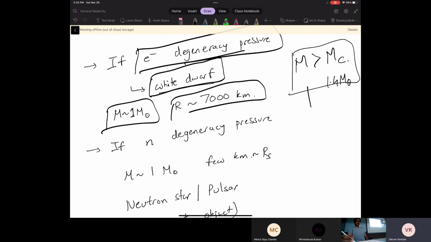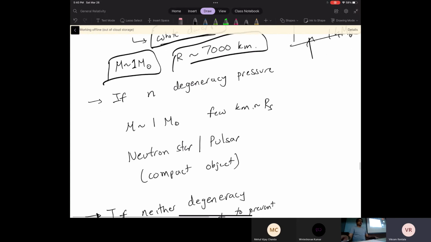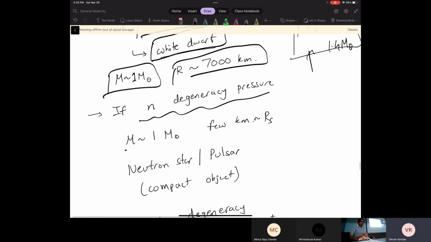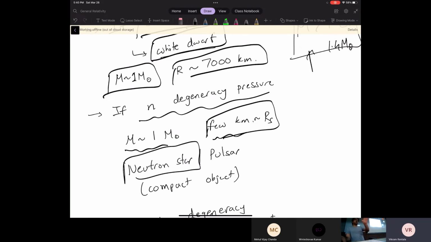So the question was, what happens to such massive objects, where even degeneracy pressure cannot overcome the resistance to collapse? It was later shown that neutron degeneracy pressure can prevent collapse, and can make you collapse to an object which is still a few kilometers wide. This object is called a neutron star. For such objects, strong gravity effects are important.